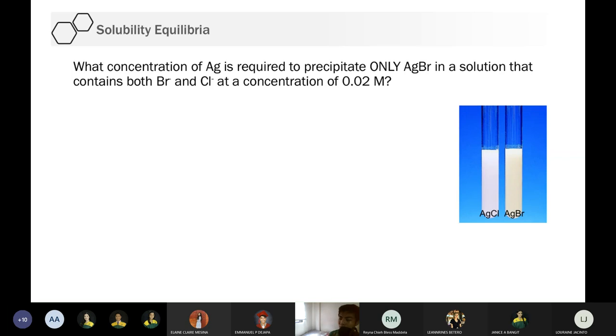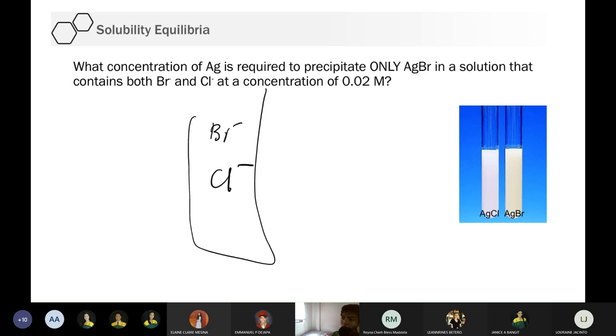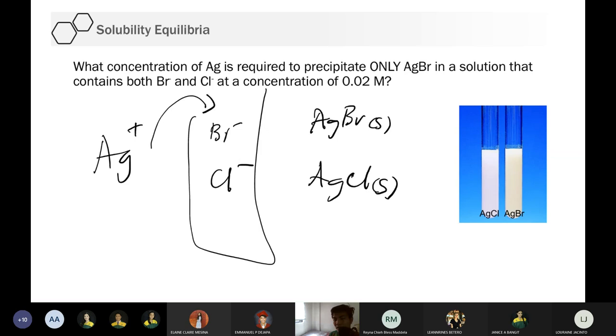So, ang sabi dyan, we have a solution containing bromide ions and then chloride ions. Pag nidagdagan natin yan ng silver, what will happen? Pwede tayong makabuo ng AgBr and also pwede rin tayong makabuo ng AgCl. So when we add enough silver to our solution, two precipitates may exist: silver bromide and silver chloride. Ang gusto ng problem natin ay silver bromide lang yung mabubuo. So we want this to form, not this.